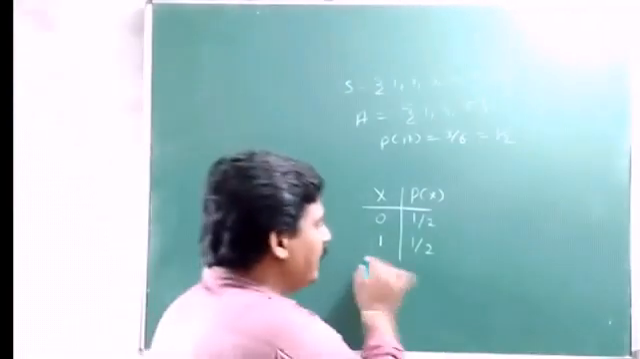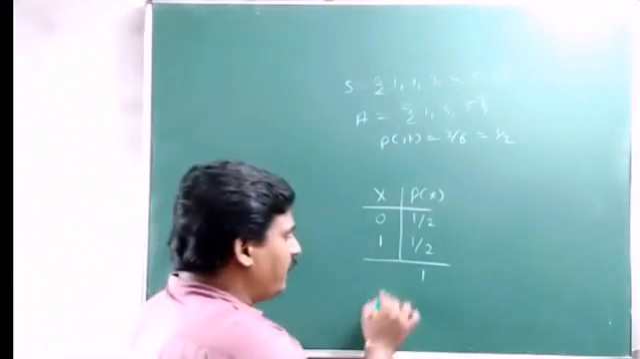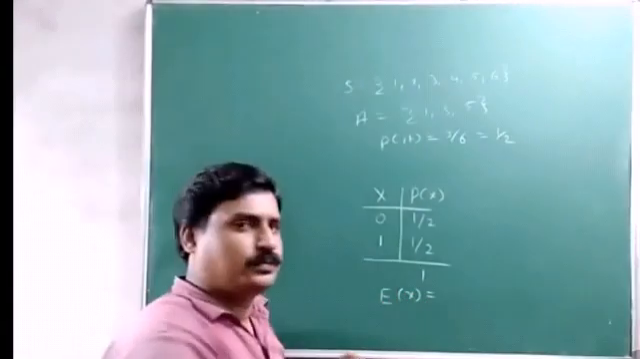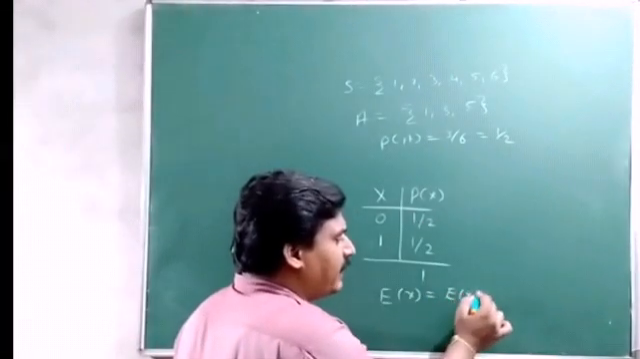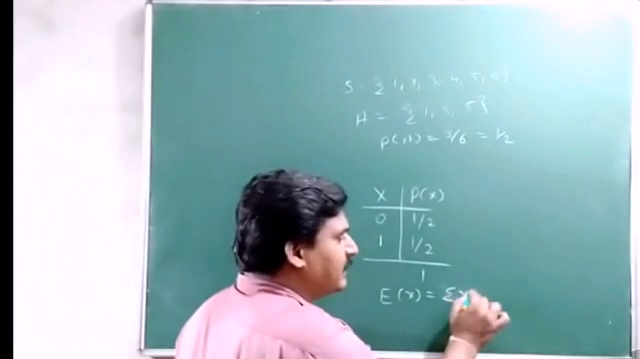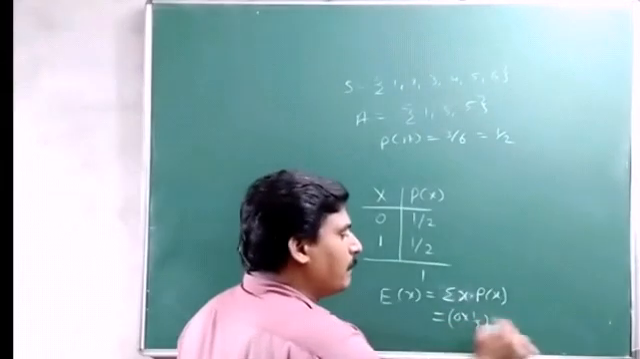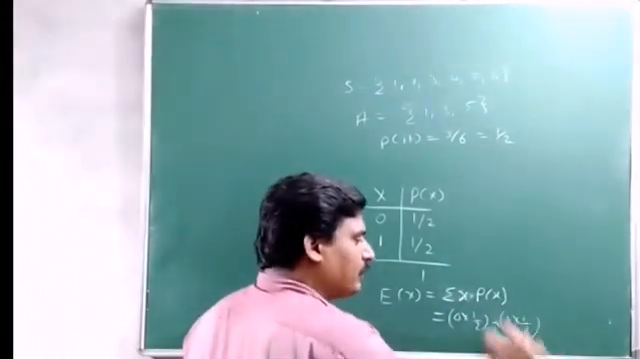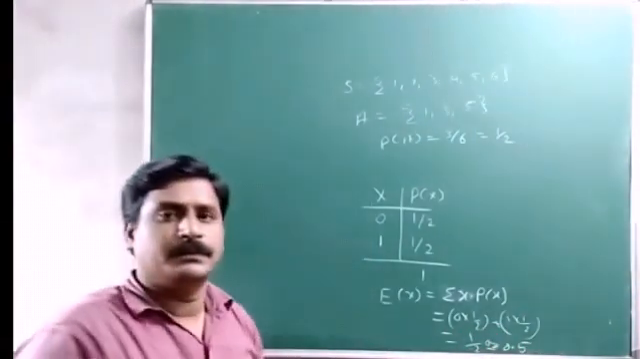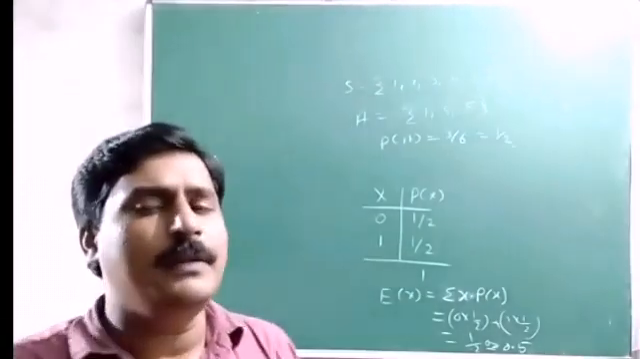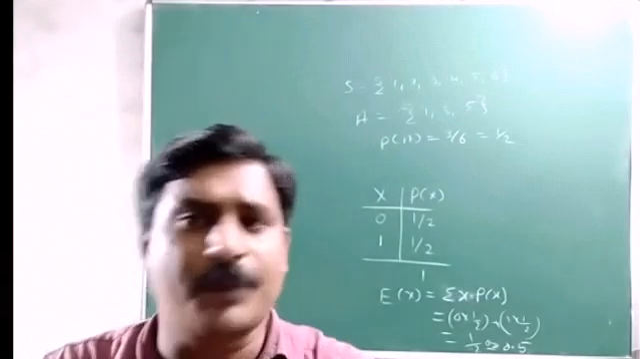So the total here is 1. Now expectation of X. E of X is equal to summation X into P of X. That is 0 into 1 by 2 plus 1 into 1 by 2, which is nothing but 1 by 2 or 0.5. So that is another simple example here. Okay, now we'll go to a little more difficult problem.